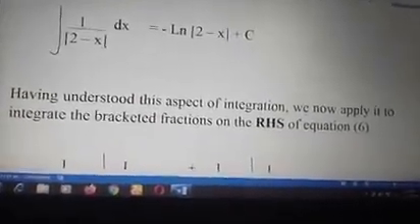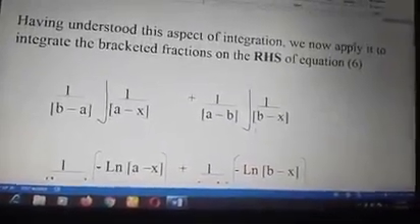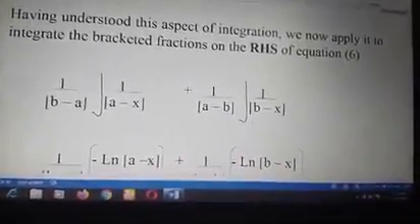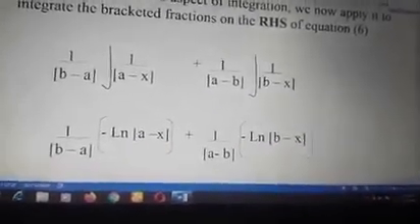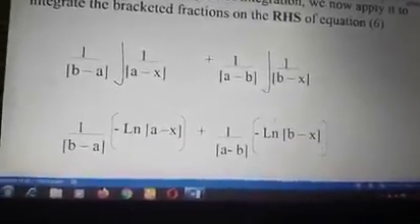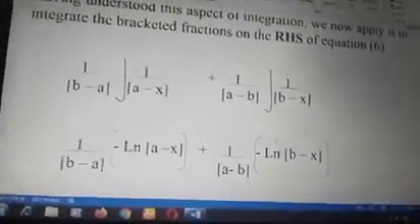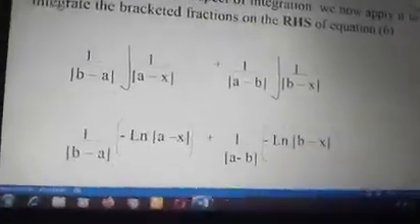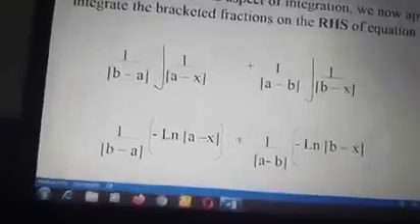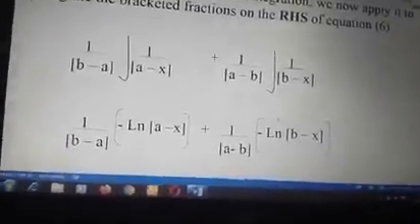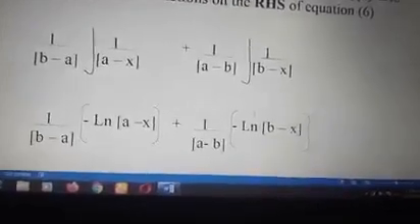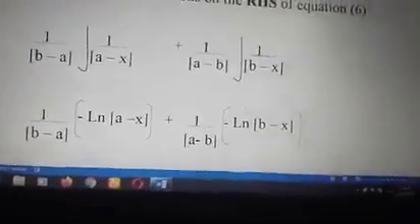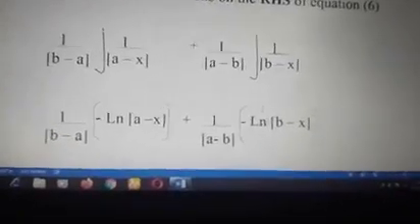Having understood this aspect of integration, we now apply it to integrate the bracketed fractions on the right hand side of equation 6. So look at the fractions on the right. This is the right hand side of equation 6: 1 over b minus a, the integral of 1 over a minus s, which is the value in bracket, then plus 1 over a minus b, the integral of 1 over b minus s, which is the value in bracket.